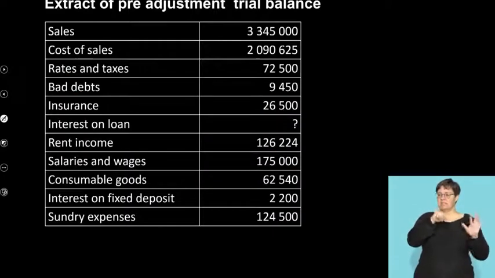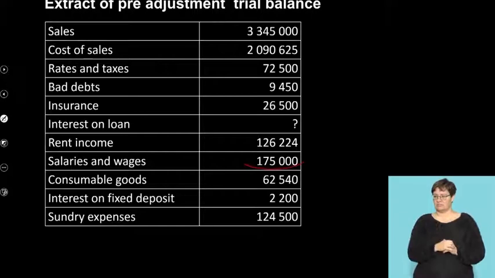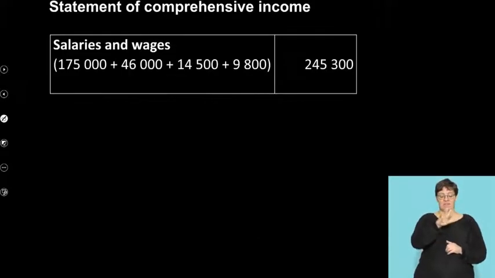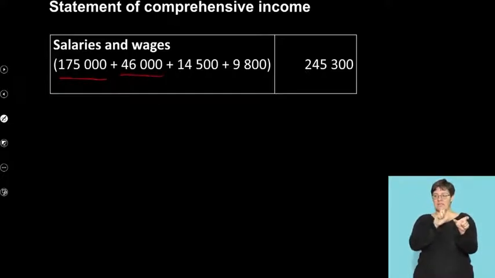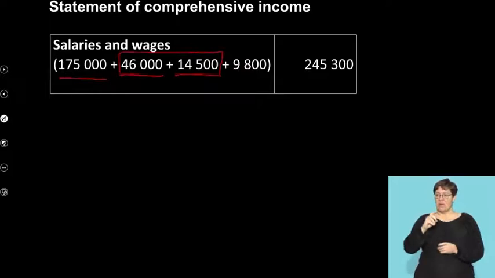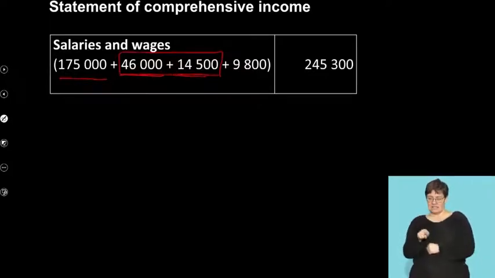So therefore, if you take your salaries and wages of 175,000 as your starting point, there's your 175,000, add your net salary plus your deductions. So in other words, that is your gross salary, right?